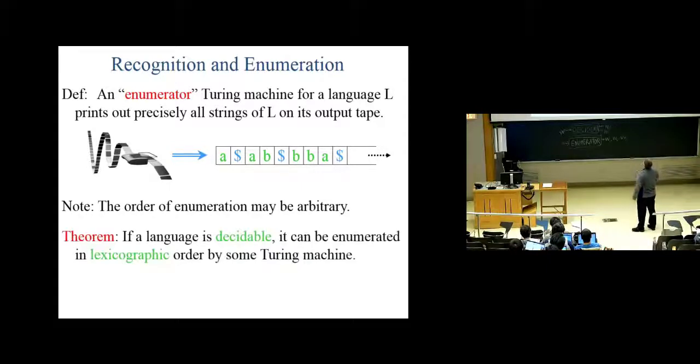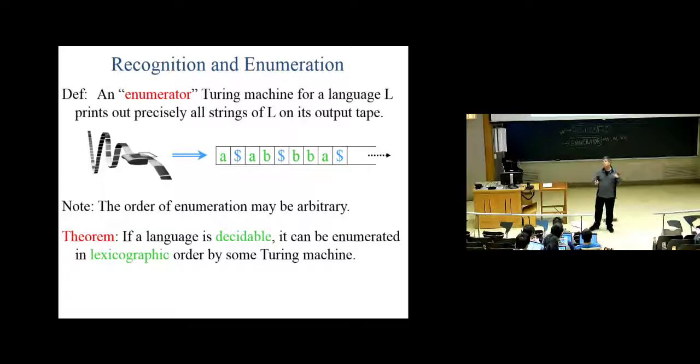Now, the order of the enumeration must be arbitrary. In the case of primes, it's easy to enumerate them in lexicographic order, in fact, in numeric order. 2, 3, 5, 7, 11, 13, 17, 19, 23, and so on. These are prime numbers listed in increasing order. But you didn't have to do that. An enumerator can go 5, 23, 2, 11, 3, 29. That's also an enumerator for primes, just not in order.